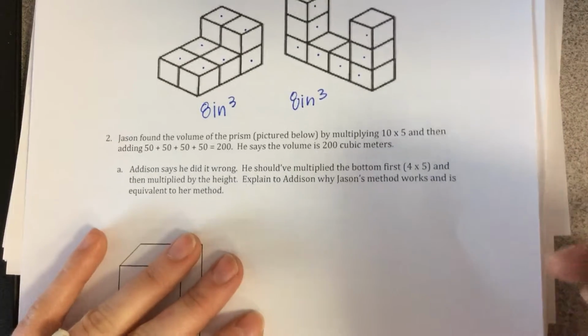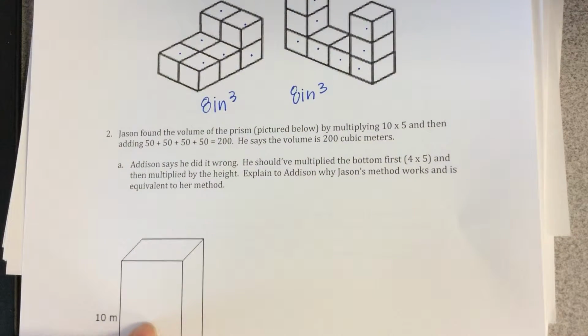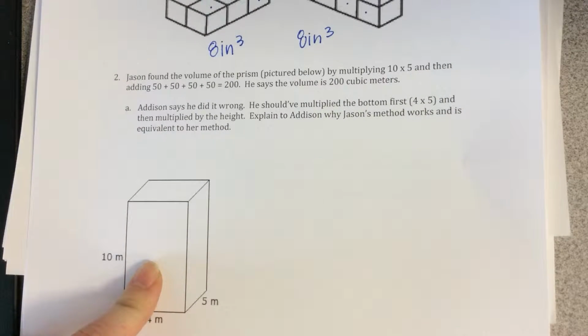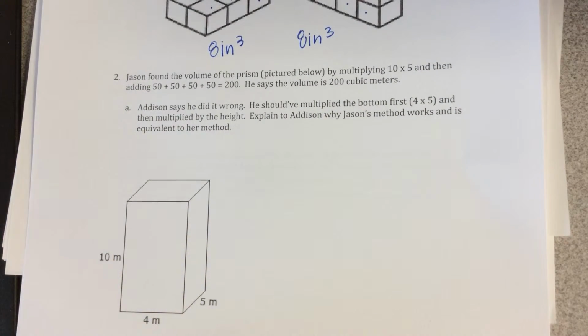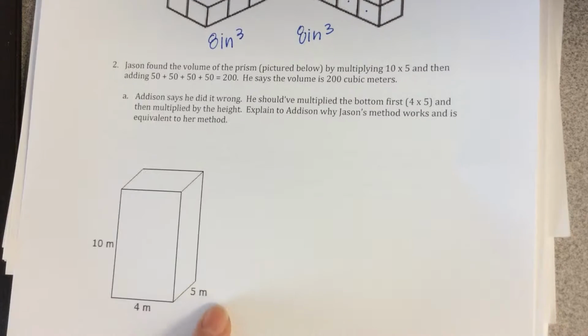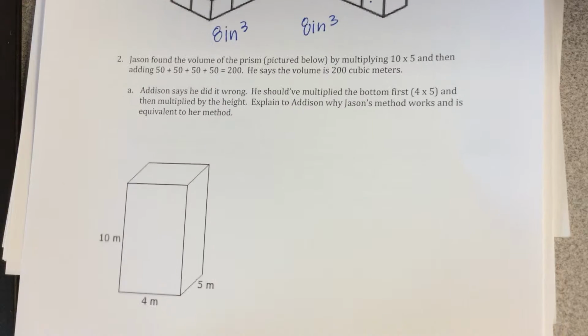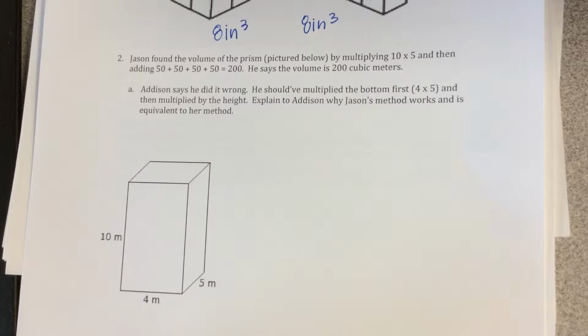Number 2 said Jason found that the volume of the prism pictured below by multiplying 10 by 5 and then adding 50 plus 50 plus 50 plus 50 to get 200. He says the volume is 200 cubic meters. Addison said he did it wrong. He should have multiplied the bottom first, 4 by 5, and then multiplied by the height. Explain to Addison why Jason's method works and is equivalent to her method.